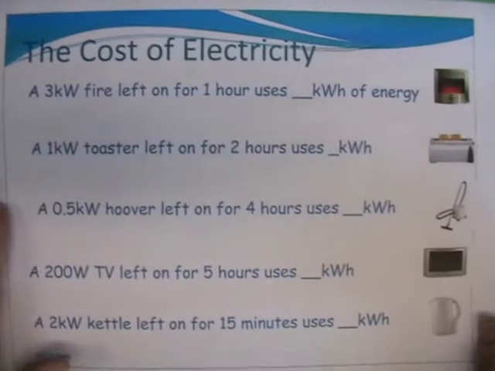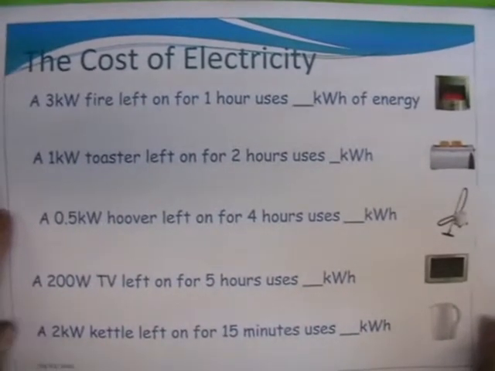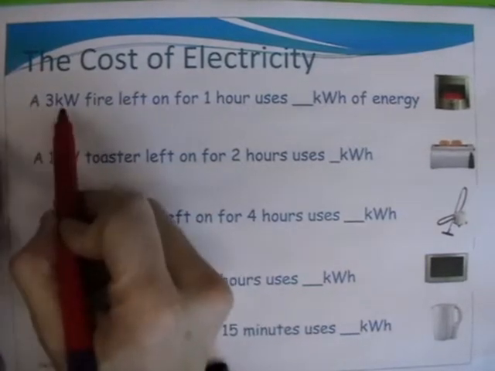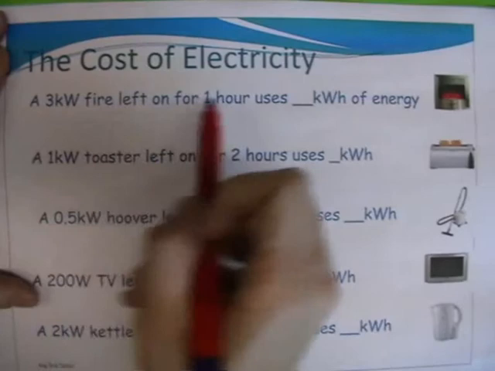And these are calculations on the cost of electricity. If you like, you can pause your video cast, do the questions on a page, and then come back and see what the right answers are. So the first one here, a 3 kilowatt fire is left on for an hour.